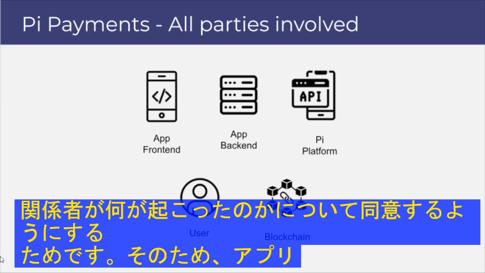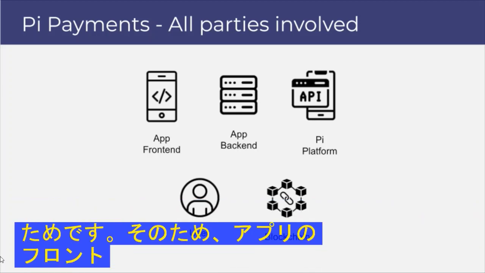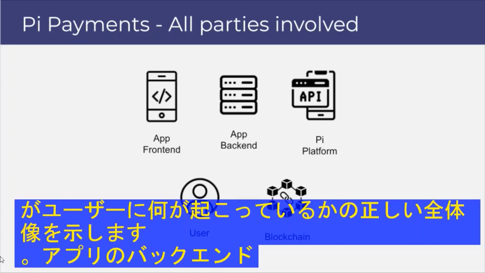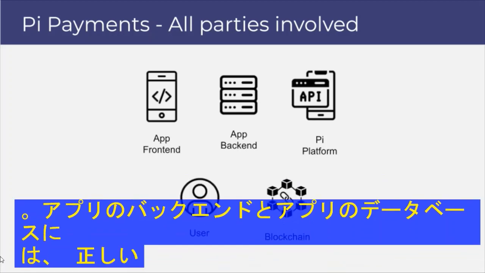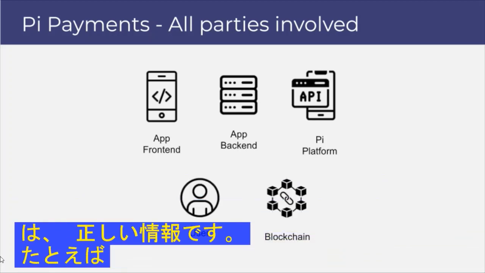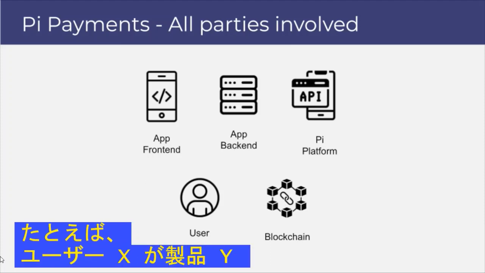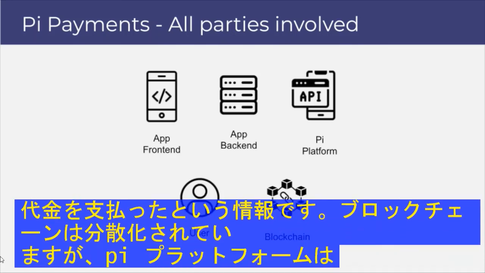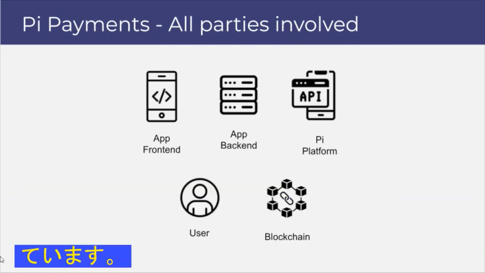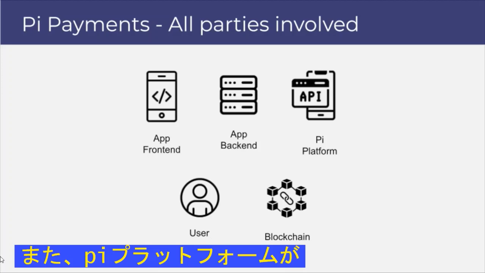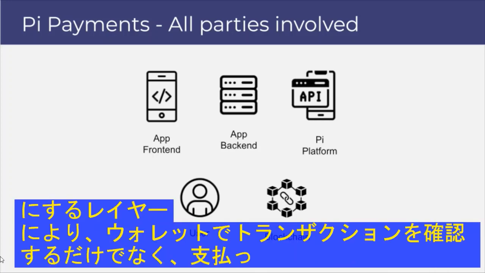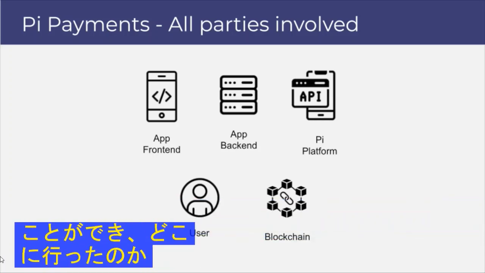So the idea is that the app front end shows the correct picture of what's going on to the user, the app backend and the app's database contain the right information. So for example, the information that user X has ordered product Y and that they have paid for it. And then the Pi platform is kind of overseeing that entire process. Even though the blockchain is decentralized, there is a little bit of a centralized layer, which is also enabling the Pi platform to show some nice UI to the user, enabling them to remember why they paid for it and not just see a transaction in their wallet and they don't know where it went.